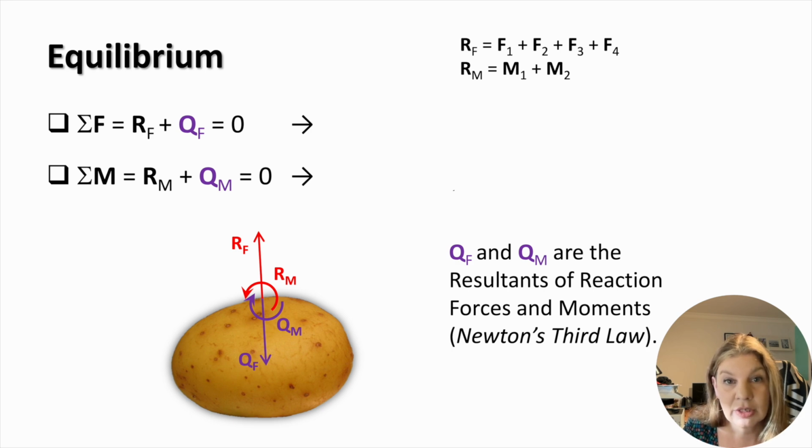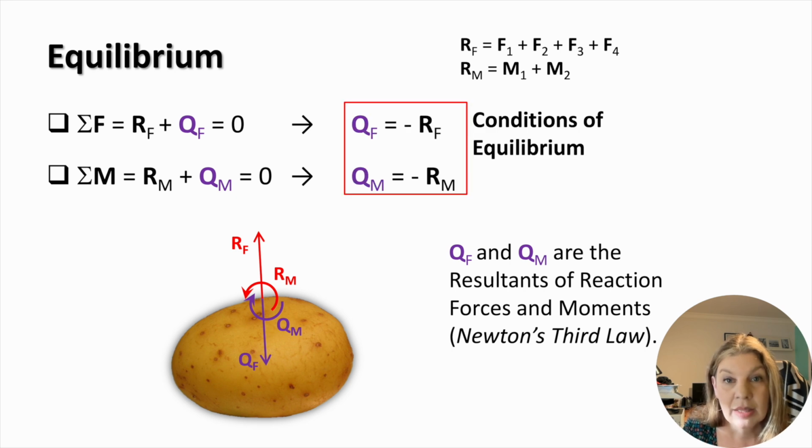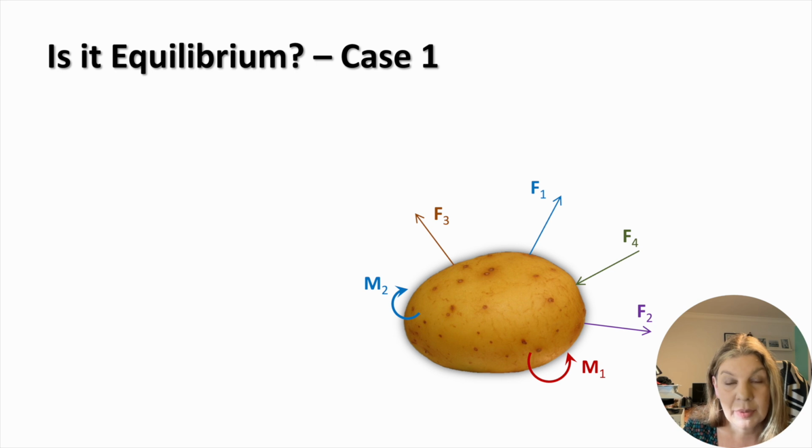Solving the obtained equations leads to the following equalities describing the conditions of equilibrium. These conditions basically describe Newton's third law, stating that the resultants of reaction forces and moments are respectively equal and opposite to the resultants of the external forces and moments. Let's discuss equilibrium in a few cases. We will only consider planar cases for simplicity reasons.